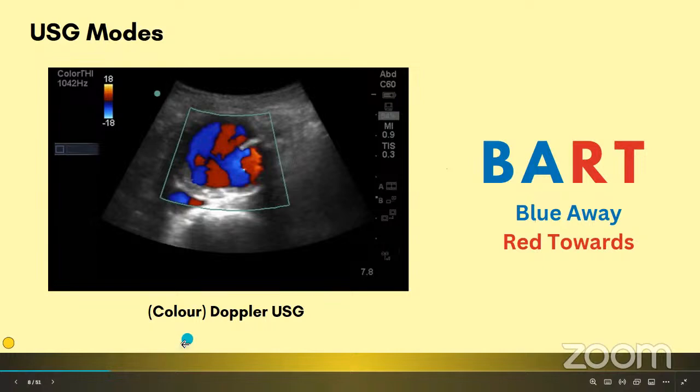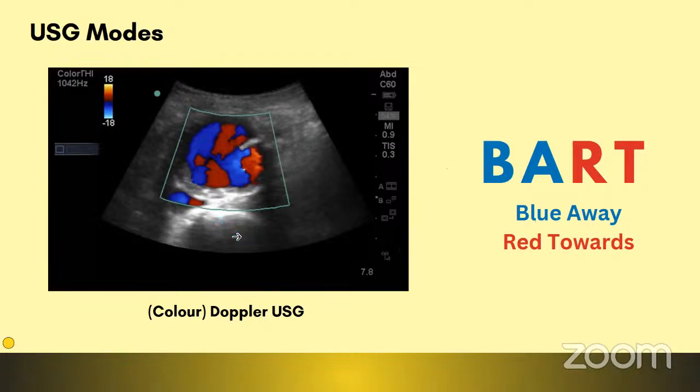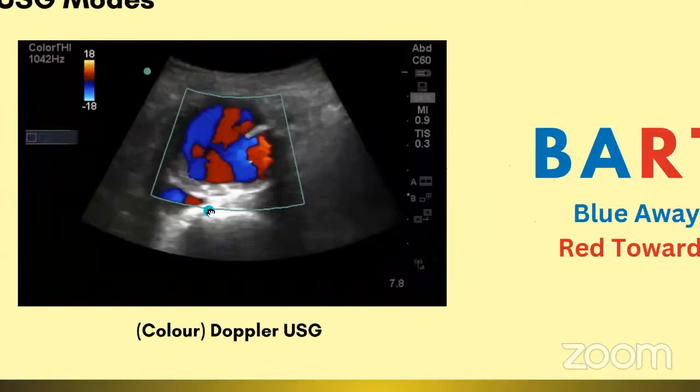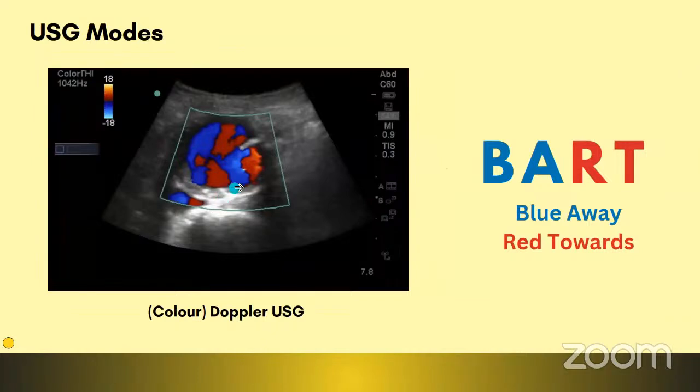In this, we have other subcategories too, namely color Doppler, power Doppler, and spectral Doppler. The most common, which many of the UG students would come across in their clinical postings, is color Doppler. What it basically does is it tells us how the fluid, especially the blood inside the blood vessels, is moving with respect to the probe placement. We have the conventional color coding here, where blue is for away and red is for towards the probe. And the mnemonic for it is BART: blue away, red towards.